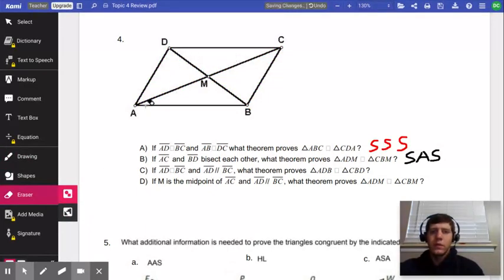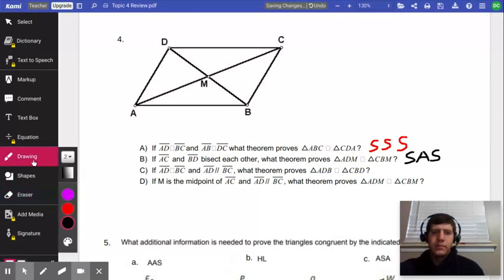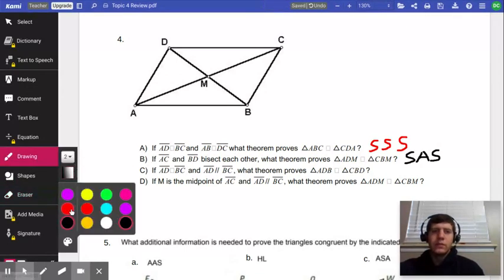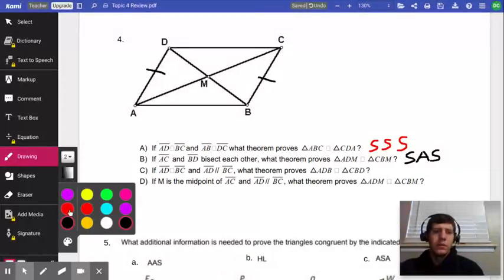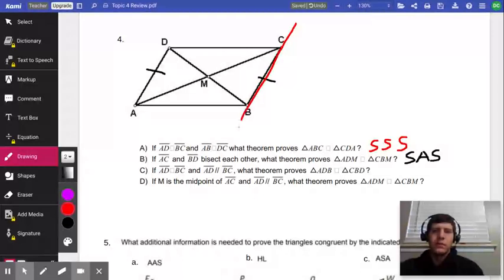Okay, the third one. If AD is congruent to BC, and then AD is parallel to BC. So let me draw those in. So we'll draw it as a full line. AD is parallel to BC. Okay, I'm going to put little arrows on this to tell us that they're parallel.